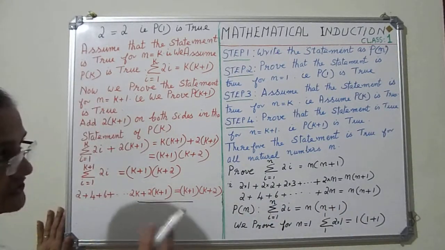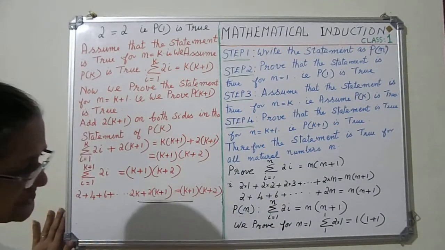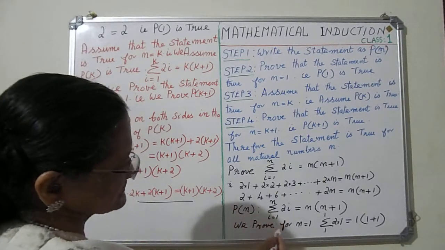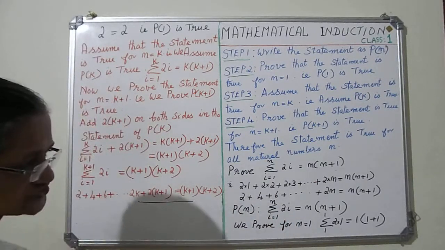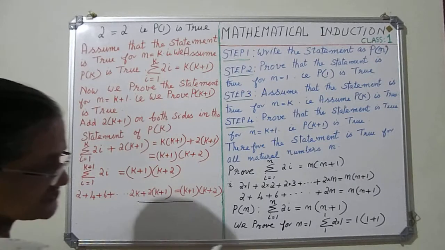Okay. What is the first step? We write the given statement as P of n. What is our P of n? P of n is sigma i varying from 1 up to n of 2i is equal to n times n plus 1. Now what is the next step?